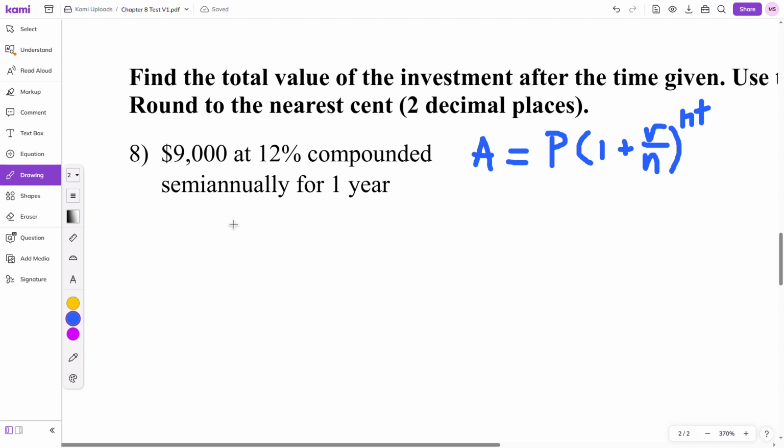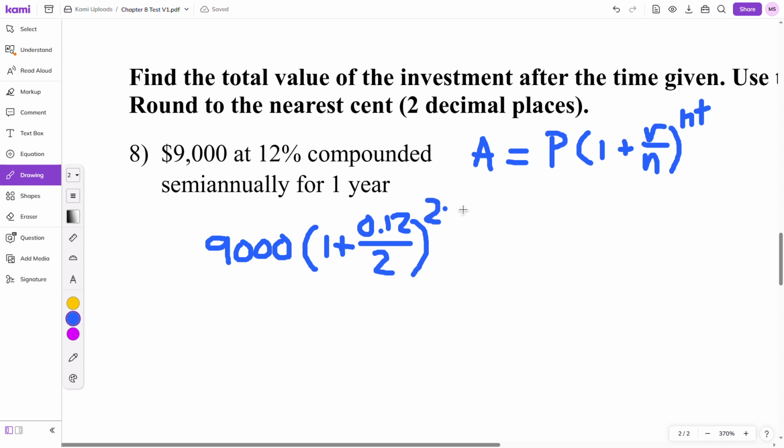And let's plug those numbers in. And so that's going to be 9,000 times 1 plus 0.12. Semi-annually means twice a year, so that means n is 2. And that's all to the power of 2 times 1, because that's how many years it is.